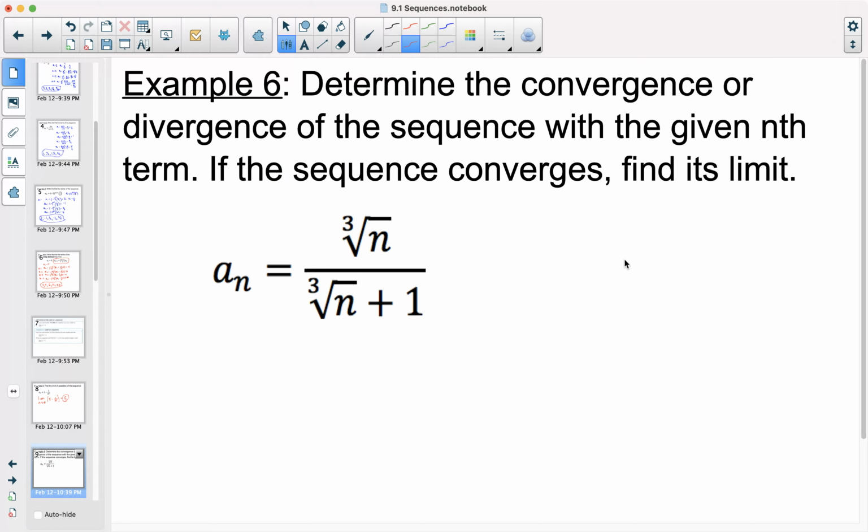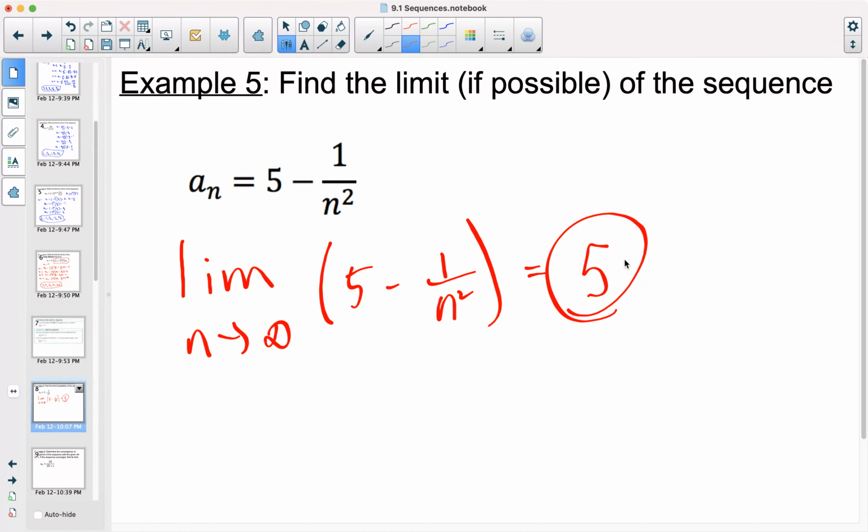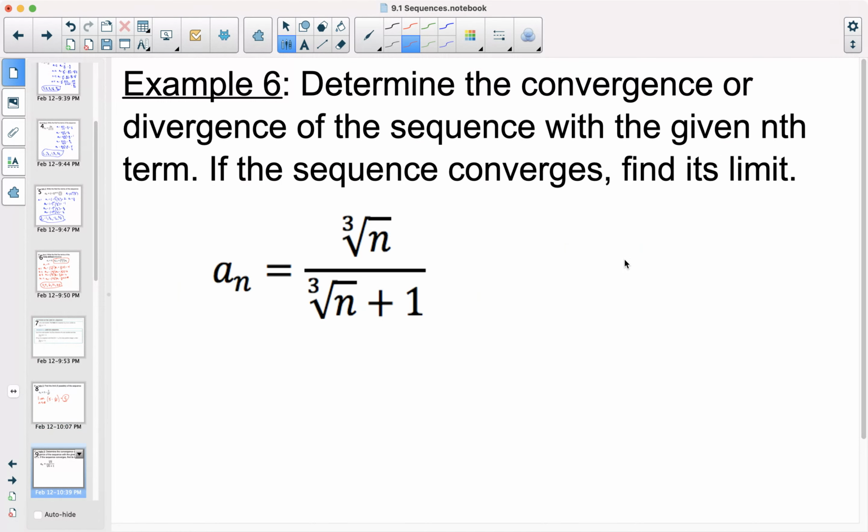So here we go. Determine the convergence or divergence of the sequence with the given nth term. So let's go back here. There's the given nth term. We found the limit. If the sequence converges, find its limit. So let's talk about, I think we've covered a while back convergence, divergence. Convergence means a limit exists. Divergence means a limit does not exist. So that's why it says, if the limit converges, find its limit.